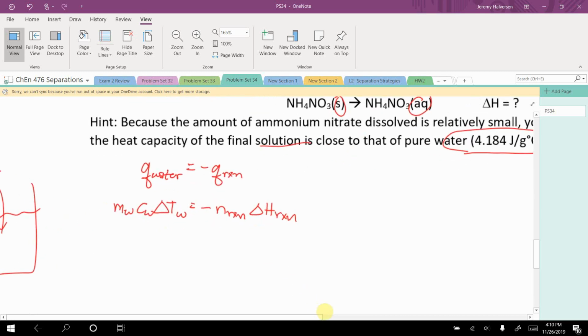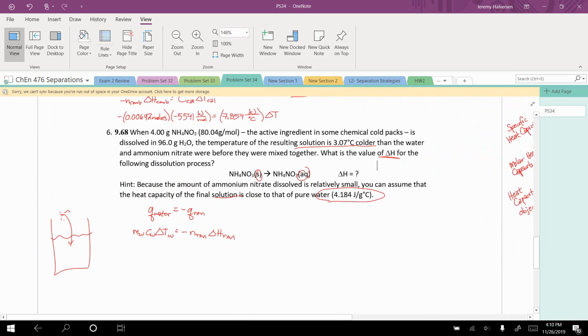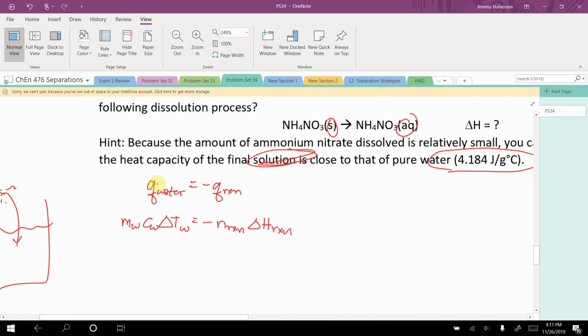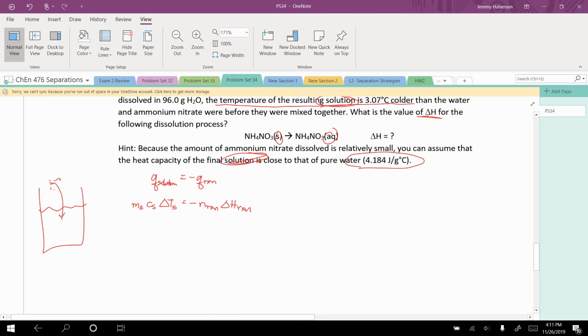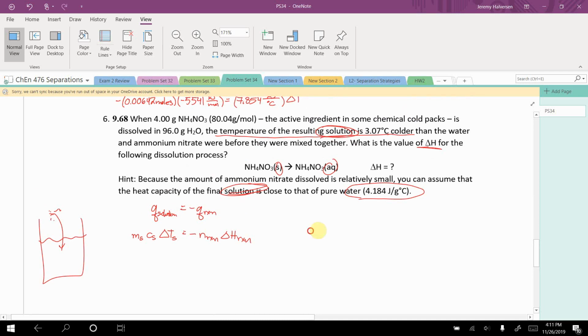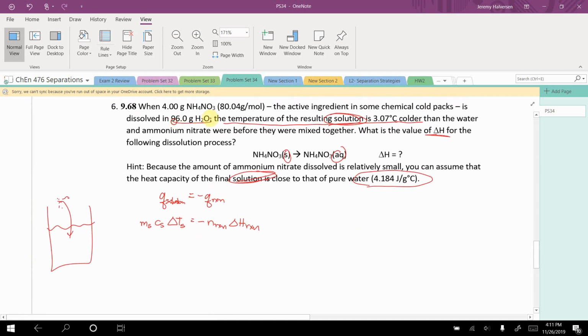Well, the water is changing temperature, okay, but they tell us the temperature of the resulting solution has gotten colder, and the heat capacity of the solution. So it's actually not water here. What is it? It's the solution. Because the whole thing, the solution, is the water plus the powder that I added. So this is M solution, C solution, delta T solution. Sorry about that. Okay, do I have the mass of my solution? Yes. What is my solution? It's my water plus my ammonium nitrate I added to it. So my mass is 100 grams.